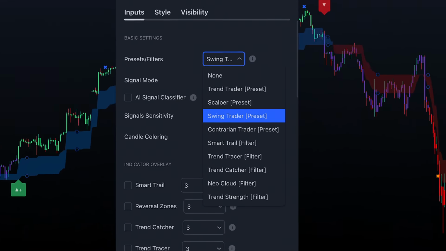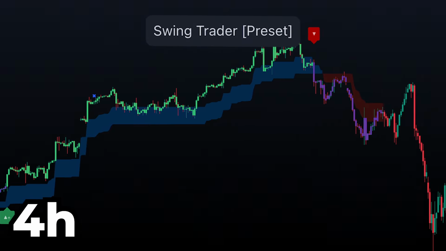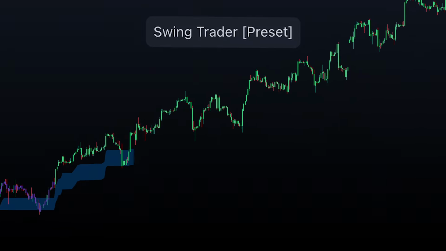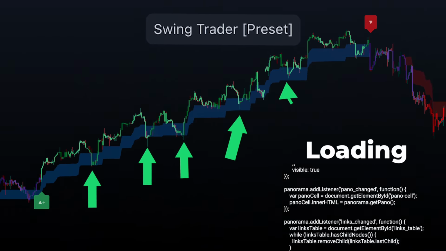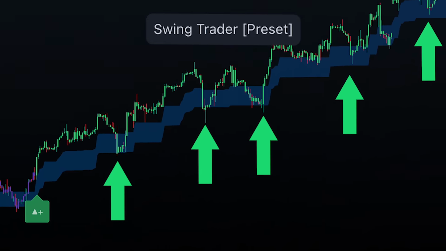Up next, we have the Swing Trader preset. This setup is for those who prefer to hold a single trade over longer periods, rather than spending hours glued to the charts. It leverages the Neo Cloud overlay and confirmation signals, with an algorithm designed to focus on long-term opportunities, making it less sensitive to short-term price fluctuations.